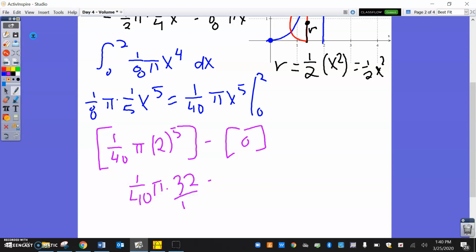Okay, so this is like 32 over 1 times 1 over 40, which is 32 over 40 pi, which is going to be, not 8, I'm going to reduce this. I'm going to divide them both by 8, or you can just divide by 2 until you can't divide by 2 anymore. But if I divide both by 8, that's going to give me 4 over 5 pi units cubed.